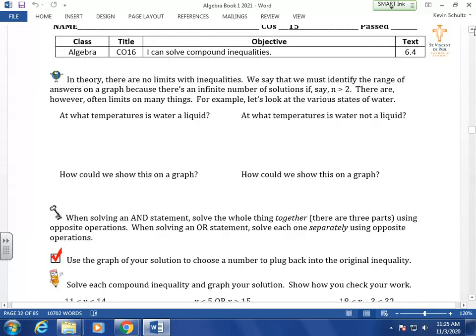So CO16, we prefaced this before, talking about how inequalities actually have like a beginning and an end. You know, if you go to Target with the intention of spending less than $20, technically the inequality n is less than 20 includes negative numbers, right? You can't go into Target and spend a negative amount of money. That doesn't make any sense.